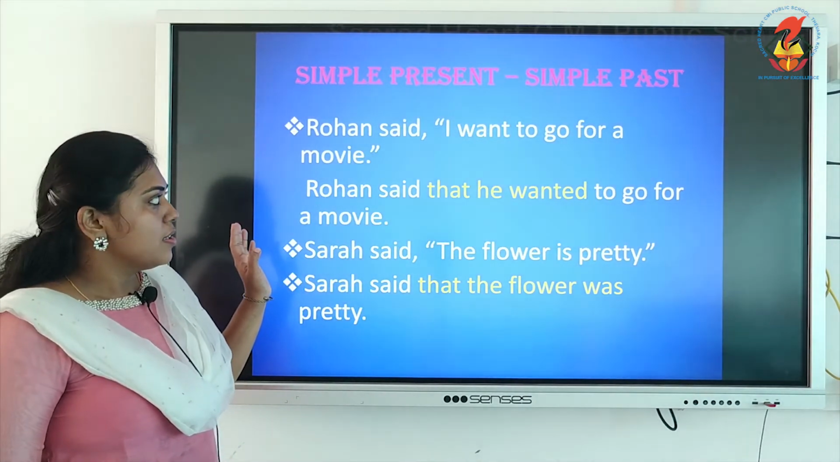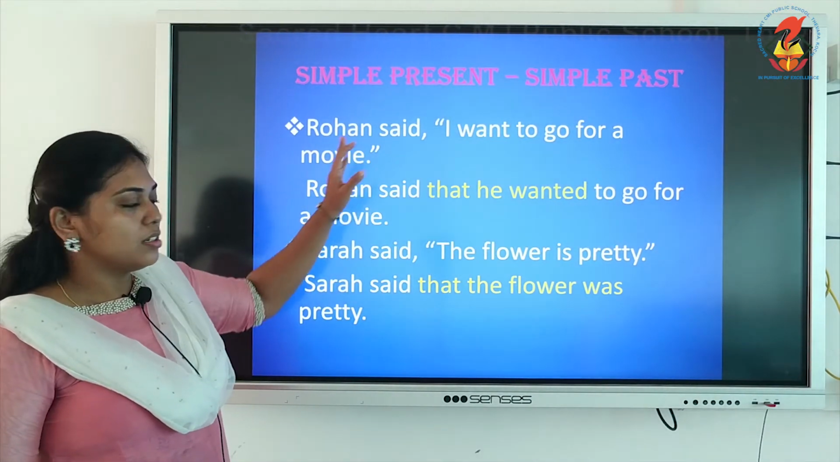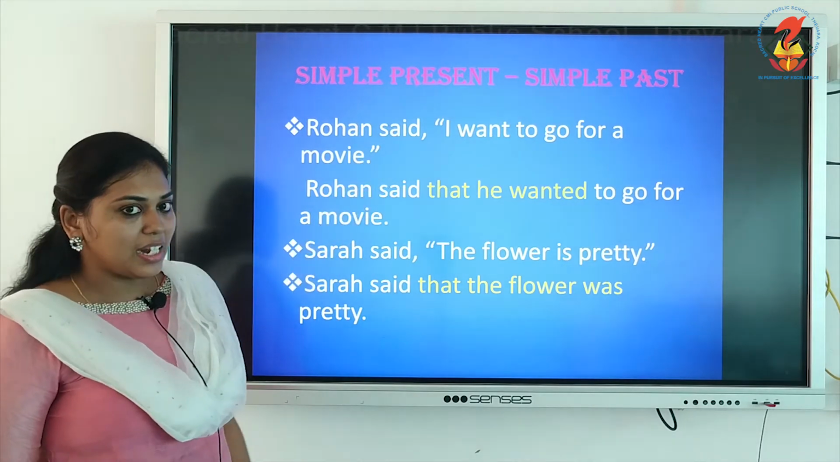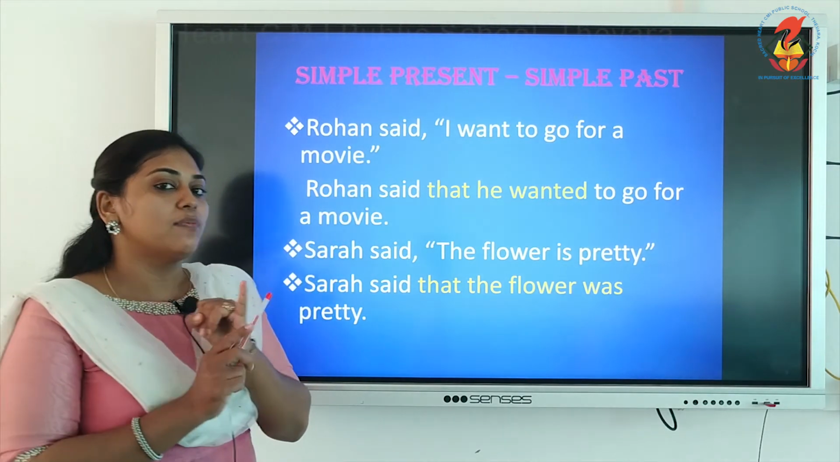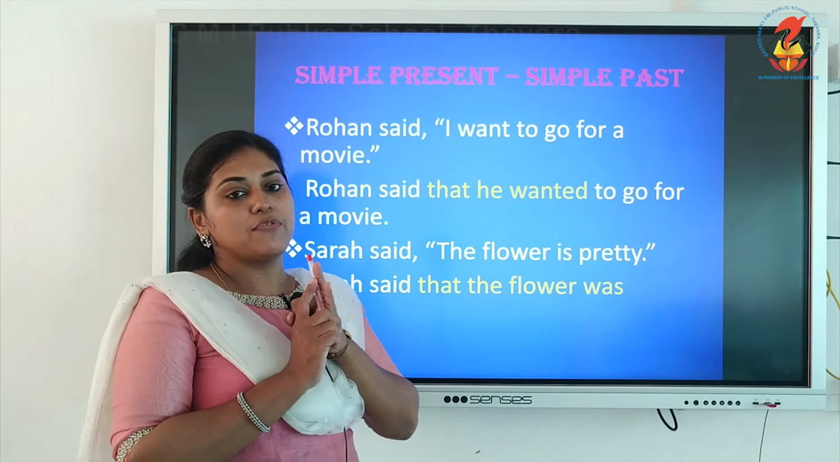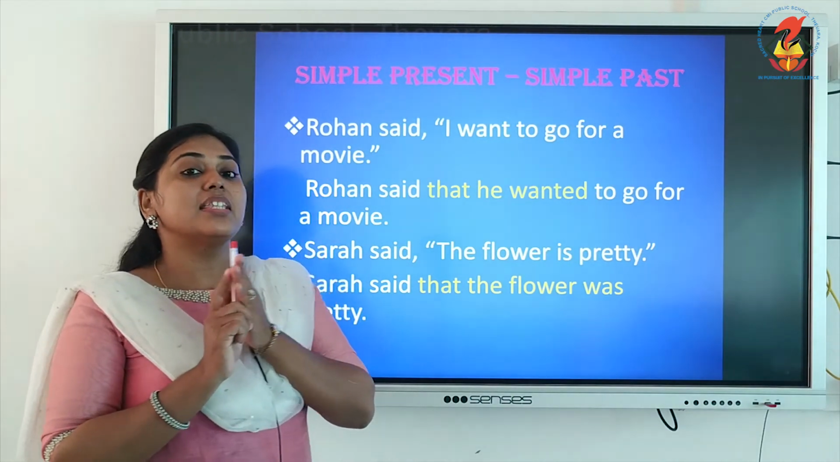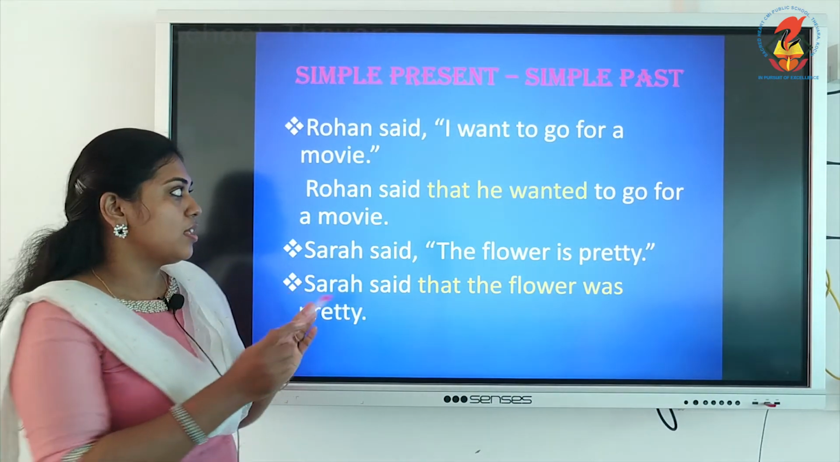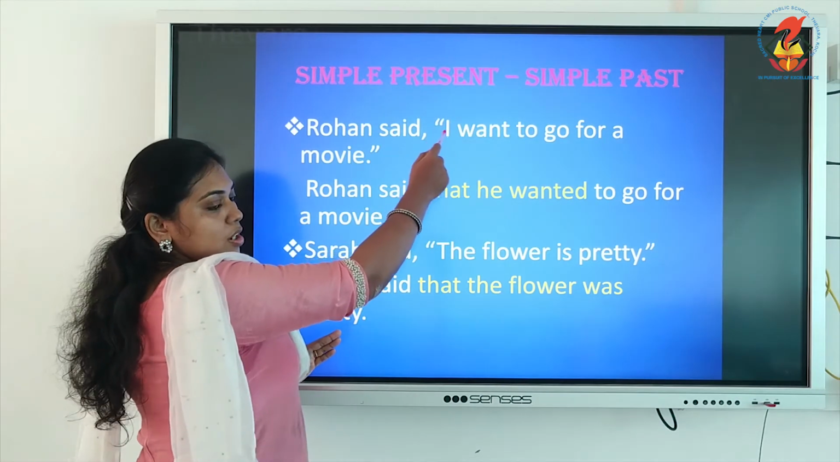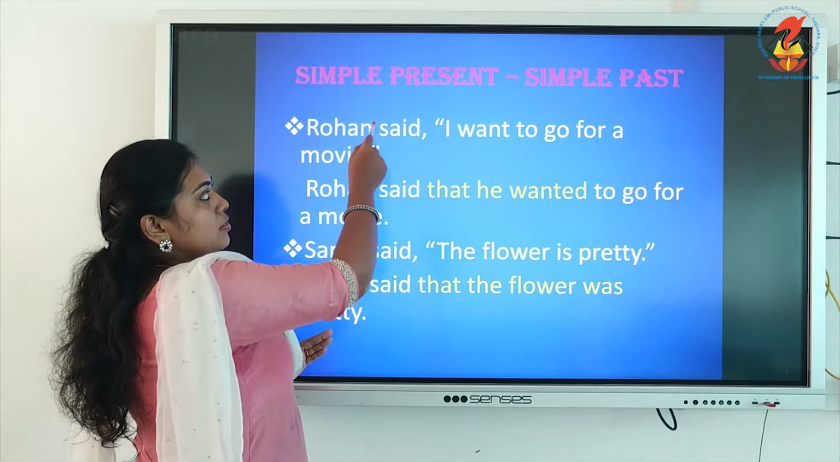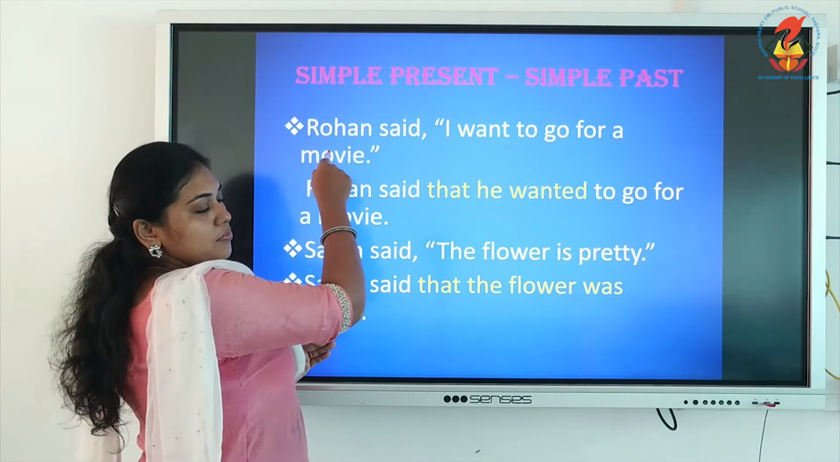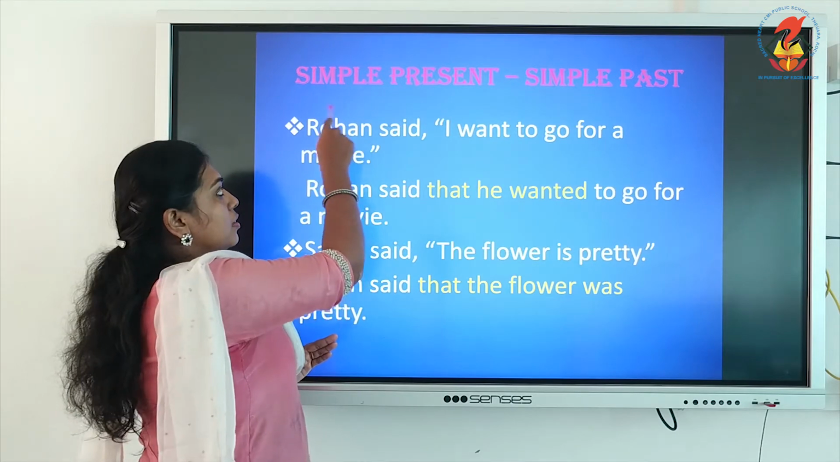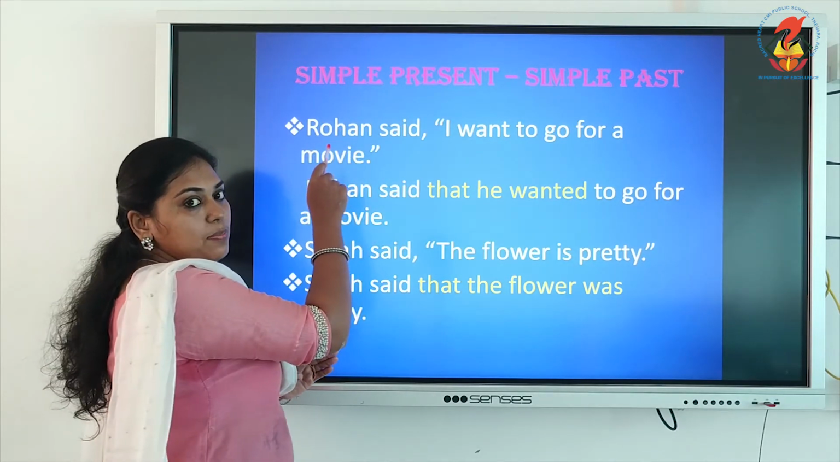Understood? So the first thing you have to do when you change it into indirect speech is remove the inverted commas. Second, you have to write the word that. Third, you have to change the pronoun. So that is also done. I is a pronoun here. So we took the same gender as the subject of the reporting verb. Here the subject is Rohan, so it is male gender.